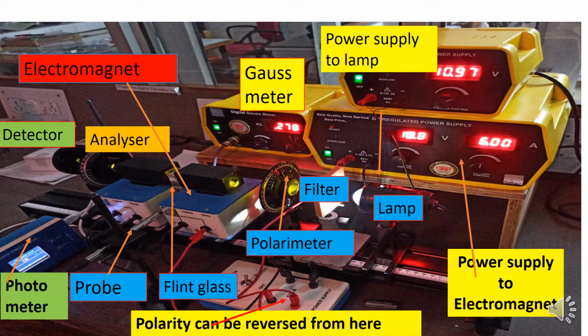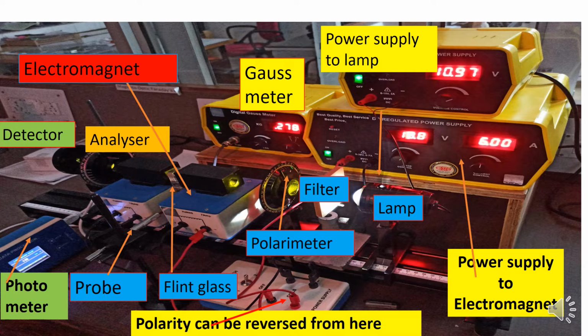Now this is the complete setup. This is the analyzer. This is a detector. This is the material. This is a probe. This is a photometer, and this is a polarimeter. And here is the filter. Some stand I have made on which the filter is put, so that different wavelengths can be produced, which will fall upon the polarimeter. And this is a lamp which produces white light, and white light falls upon the filter, and then a particular wavelength is falling on the polarimeter.